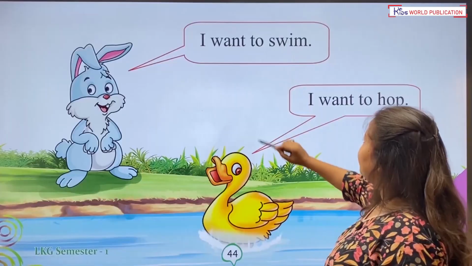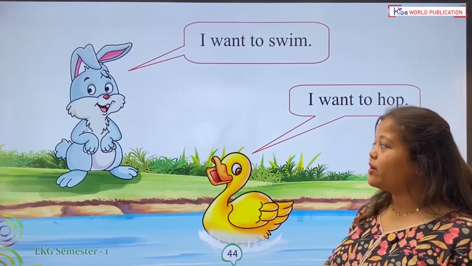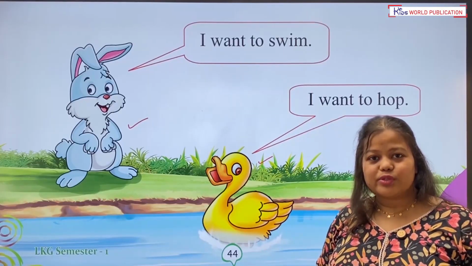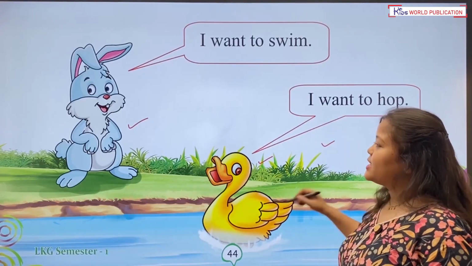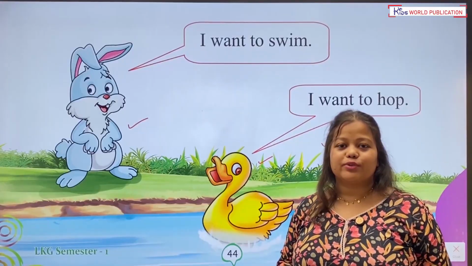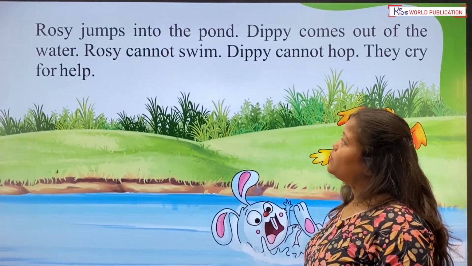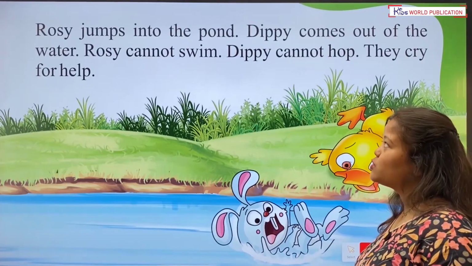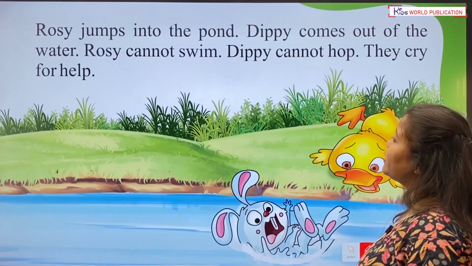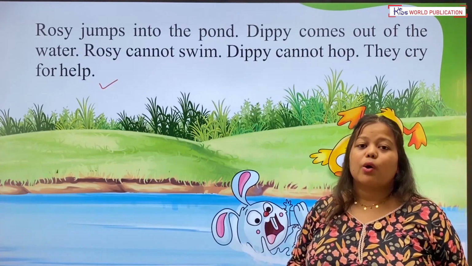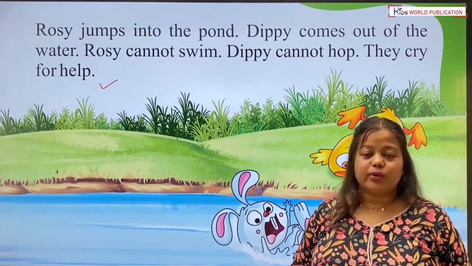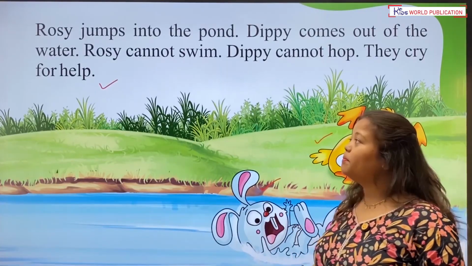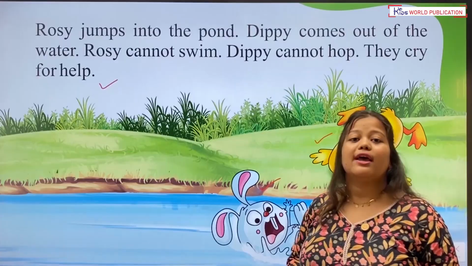I want to swim, I want to hop. So then Rosie said to Dippy that he wants to swim. And Dippy said to Rosie that she wants to hop. Rosie jumps into the pond, Dippy comes out of the water. Rosie cannot swim, Dippy cannot hop. They cry for help. So kids, when Rosie and Dippy try to do each other's things, like Rosie tried to swim and Dippy tried to hop, they failed and they cry for help.